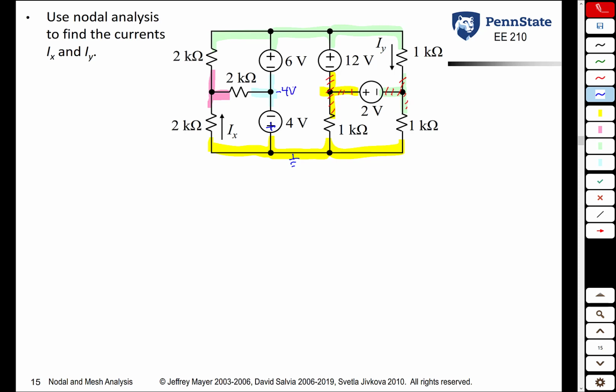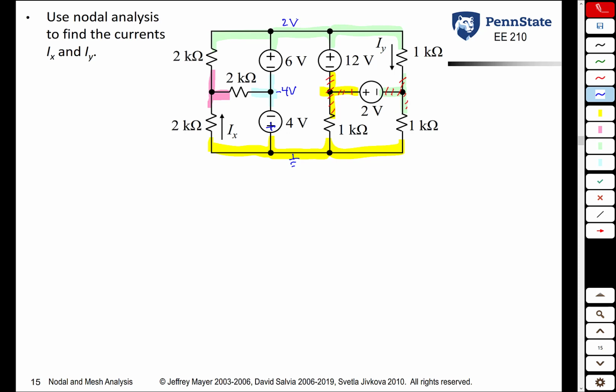The 6-volt source is not connected to ground. However, it is connected to that 4-volt source, which is connected to ground. So this does not violate the requirements for this algorithm. This also means that we know the voltage at the green node. The 6-volt source says that the green node is 6 volts higher than the blue node. So if the blue node is at negative 4 volts, the green node is at plus 2 volts. Now you look at the 12-volt source. That is also not grounded, but it is connected to the 6-volt source, which is connected to the 4-volt source, which is connected to ground, so that also does not violate our algorithm.